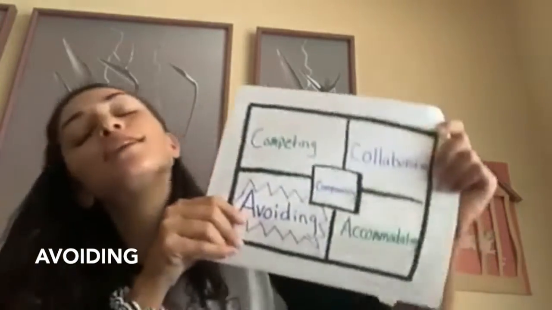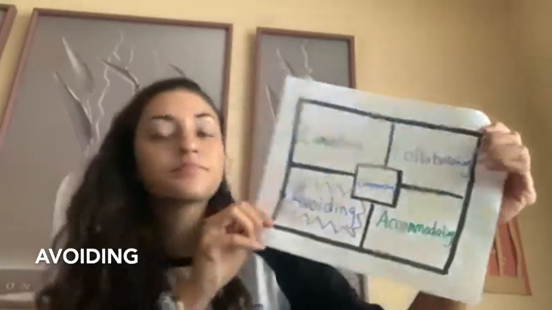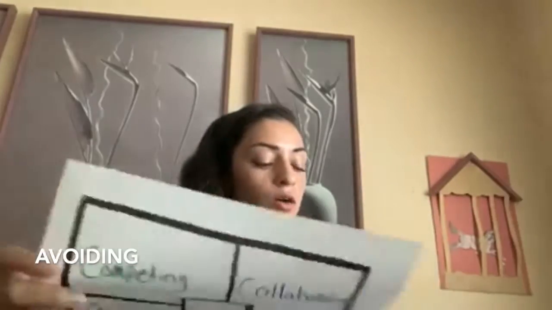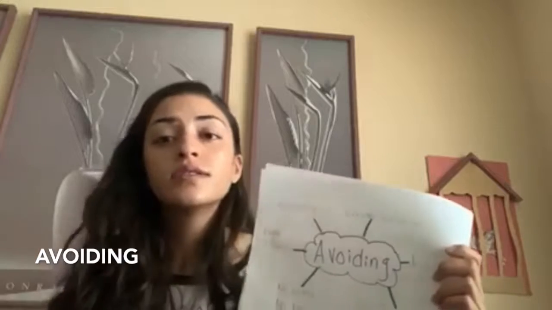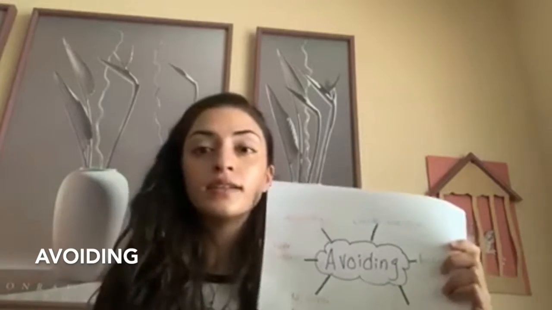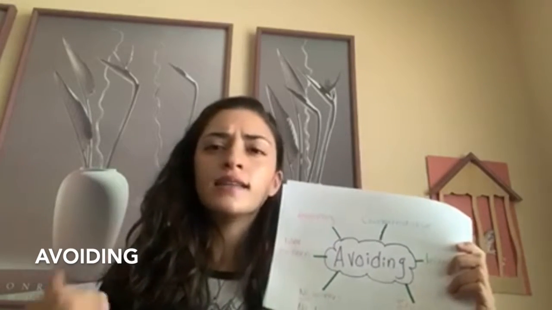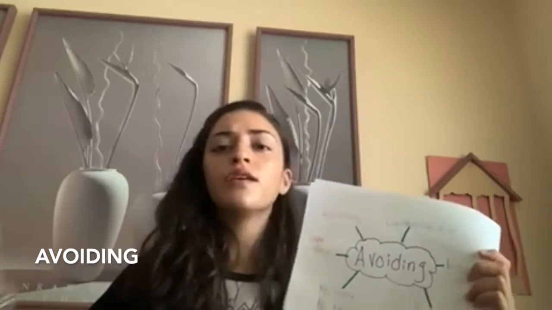My name is Isabella Don Quinto, and I will take you along as we look at the next style of conflict management, which is avoiding. Avoiding is when an individual withdraws or ignores a situation or from making a decision with the hopes that the conflict will just disappear and other problems will just kind of go away.